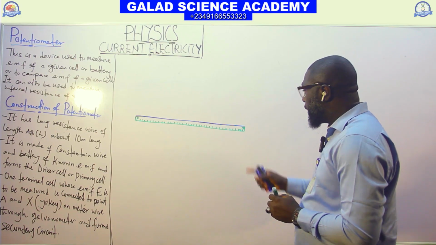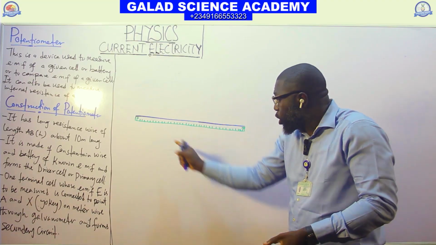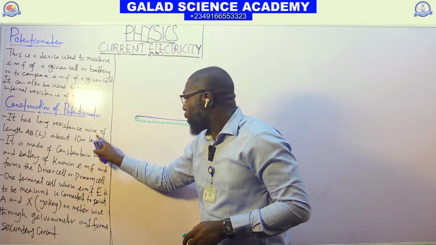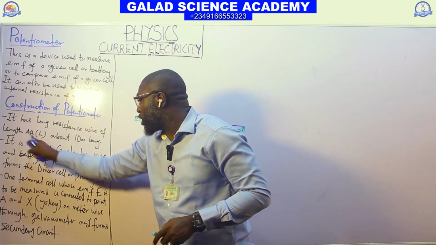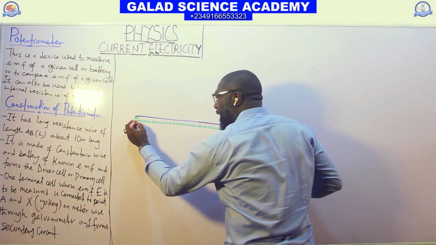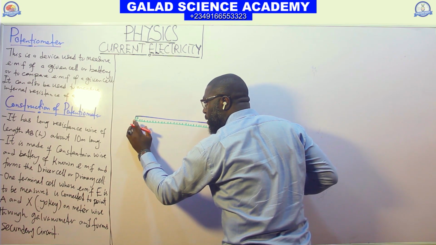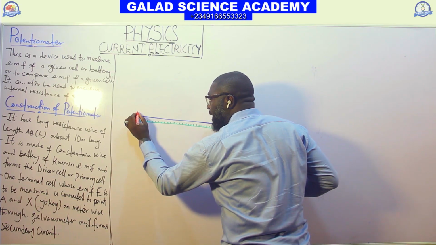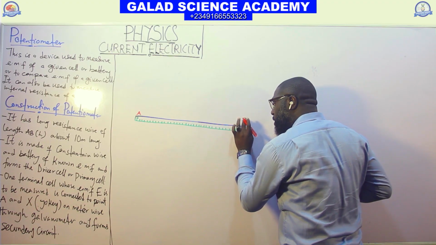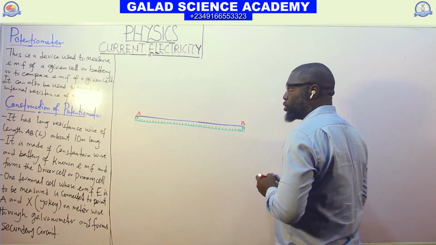Good. The blue marker we have here is the wire that we place with sellotape on this meter rule. A long resistance wire of length AB. So that is the length of this wire here. Let me put it here. The length is A from here. This point is point B.